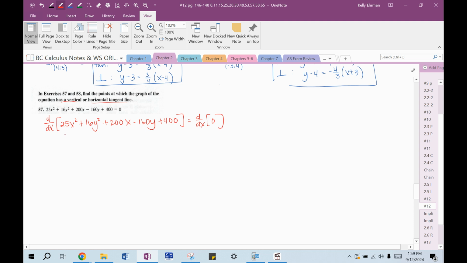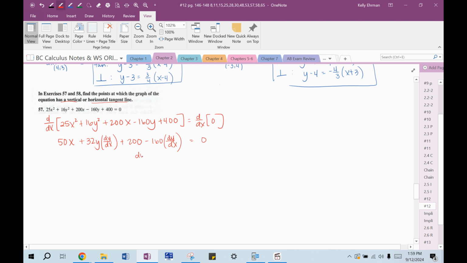All right, so let's take derivatives. So this becomes 50x. This becomes 32y. Remember to chain rule, dy dx. Plus 200 minus 160, again, dy dx. 400 becomes 0. And then that's equal to 0.